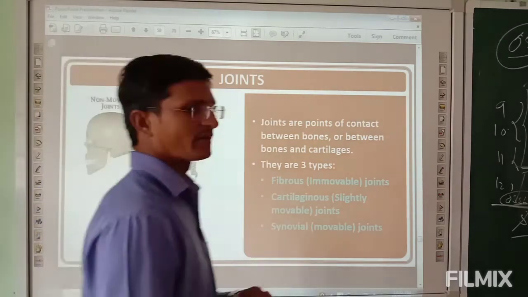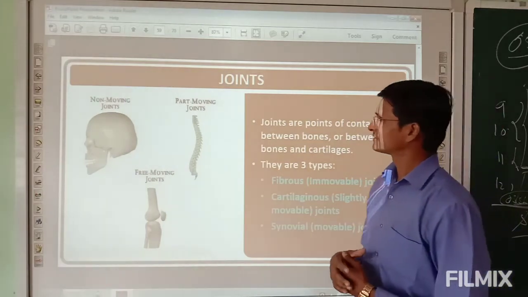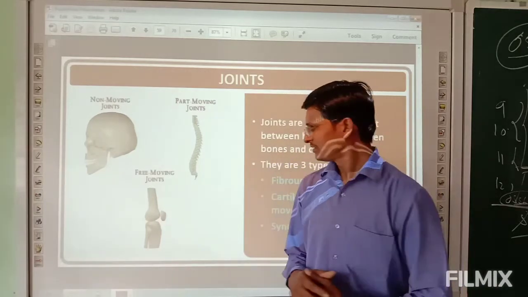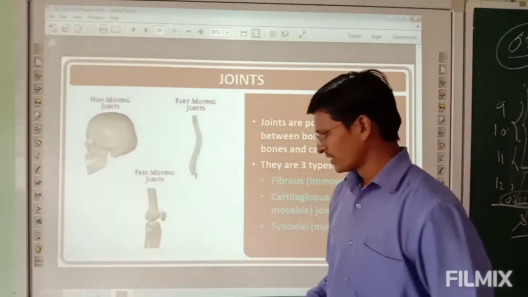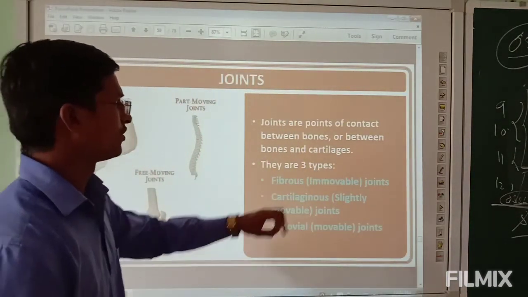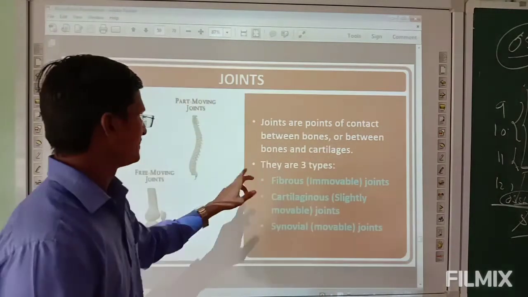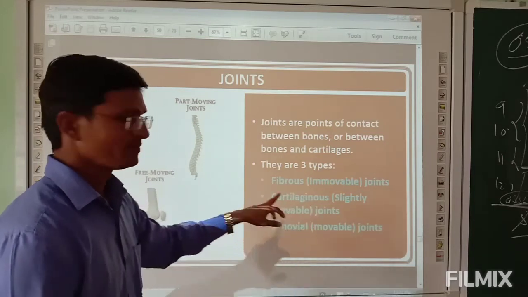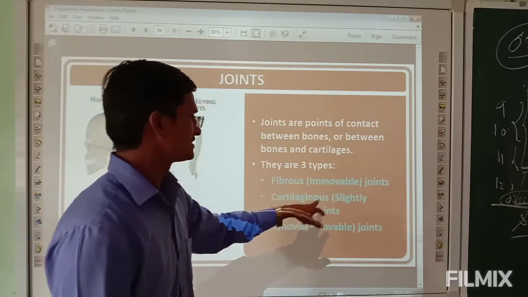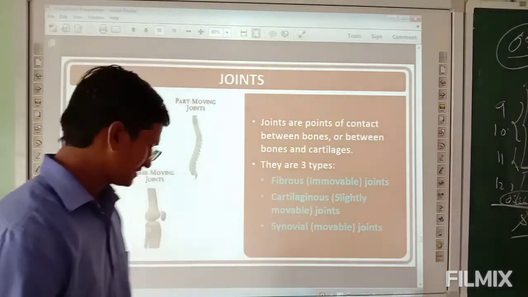And the joints. There are many joints. We know joints are many: ball and socket joint. Some joints are movable, some joints are not movable, and some joints are free. So all those things we need to discuss. The joints are the point of contact between bones or between bones and cartilage, and they are of three types: fibrous joints, that is immovable joints; cartilaginous, that is slightly movable joints; and synovial, that is movable joints.